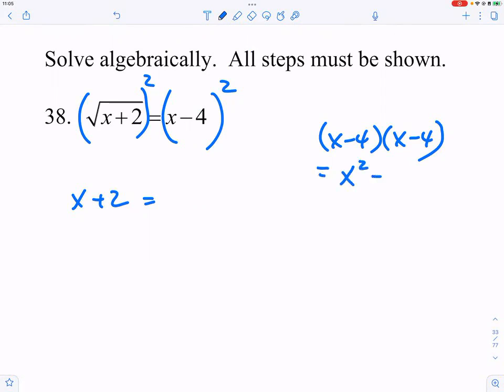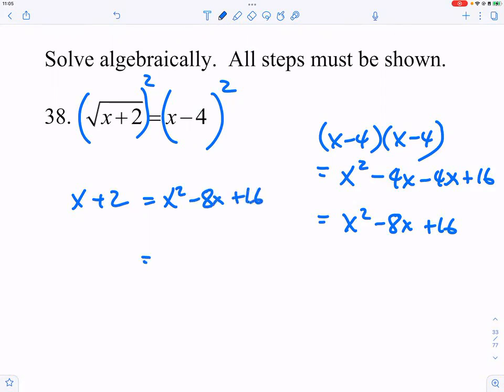That requires you to do FOIL. X squared minus 8x plus 16. That will be the right-hand side. Please do not write down x squared plus 16 only. You do not distribute a 2 because it's a subtraction. Just think about the very original meaning of square. You're multiplying by itself, and that requires you to do FOIL.